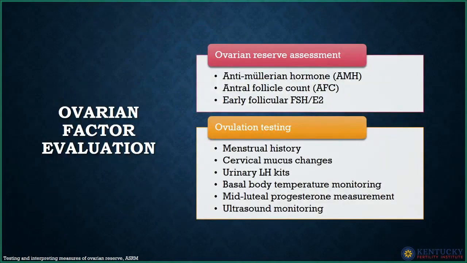And then looking at how we evaluate the ovaries, I think there are two different metrics we may think of with ovarian function, one being ovarian reserve, which we've previously alluded to, and then ovulation testing, the way we can look at whether or not ovulation is occurring. Probably the most common current ways we look at ovarian reserve are anti-Müllerian hormone, antral follicle count, and then the early follicular FSH and estradiol measurements. Ovulation is measured by a number of ways. Some can be monitored at home by the patient. Others can be monitored by us in the clinic. So we'll go over that here shortly.